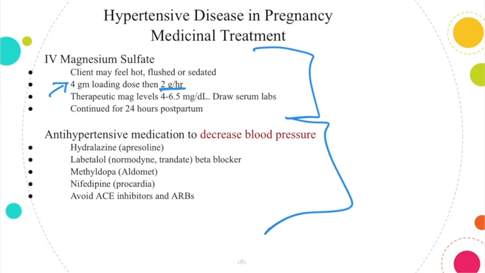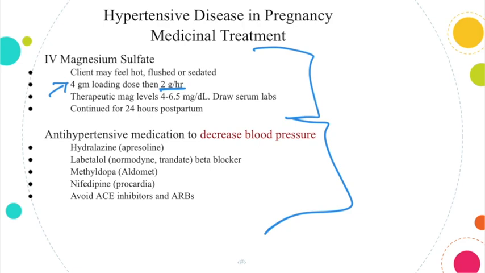Once somebody is on MAG, if they're term, they either let them labor or not, depending on how severe the hypertensive disease in pregnancy is. They're going to be on the magnesium all through labor, and then 24 hours postpartum, because we know that the hypertension can kind of resurface in the first 24 hours after postpartum. We're also ideally going to have therapeutic MAG levels drawn to make sure that the MAG is at a therapeutic level. They're also going to give medications to decrease the blood pressure.